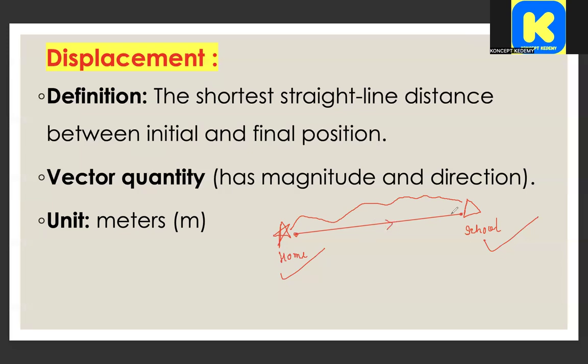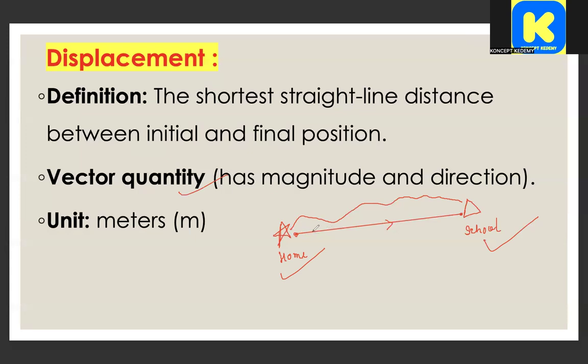So that means you are covering the displacement. This is the displacement. But if there are some objects in the path and your bus has to take some turns, that means you are covering the distance. Now, the major part of it: displacement is a vector quantity. Vector means where we have to mention the value, that is, how much distance there is.